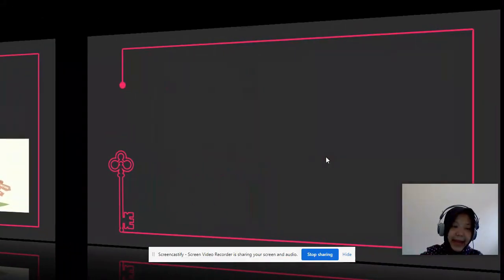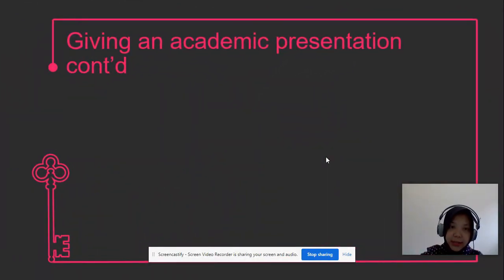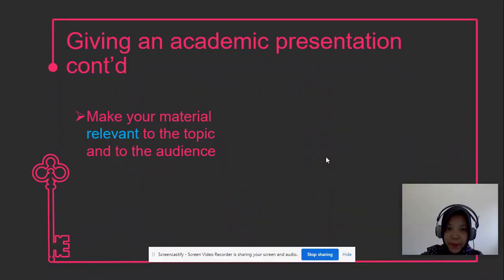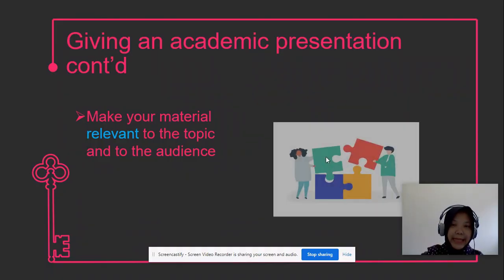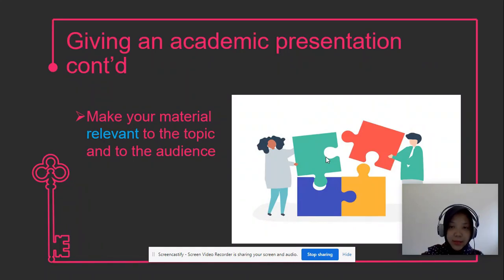Coming up next, you need to make your material relevant to your topic and to the audience. In other words, be relevant. For example, you can decide whether particular technical terms or jargon should be used or are appropriate to use or not. By doing this, it's like matching puzzle building blocks.